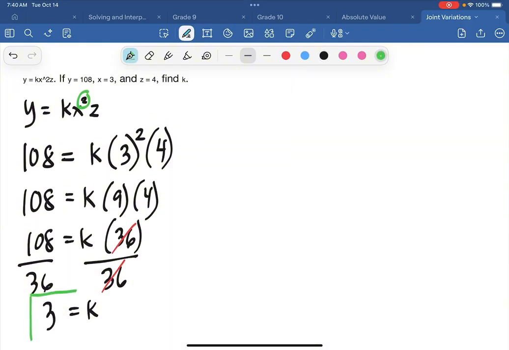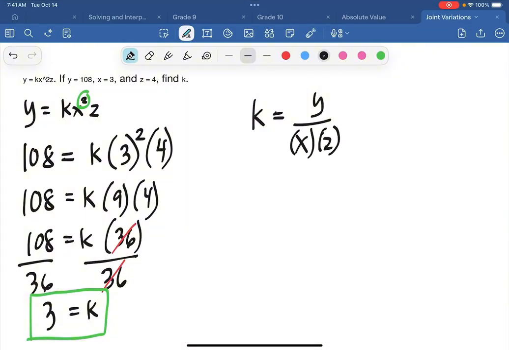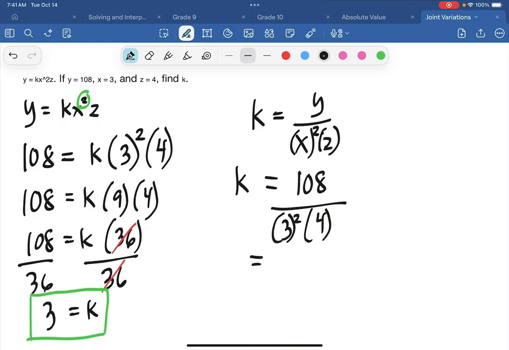Now again, if you want to use the shorter method of finding k, in which you have k equals y over x times z, but this time we must not forget that our x here has a perfect square. So k is equal to 108 over 3 squared times 4, in which similar to the left side, we have 108 over 3 squared is 9, and 9 times 4 is 36. So still the same answer. K is 3.